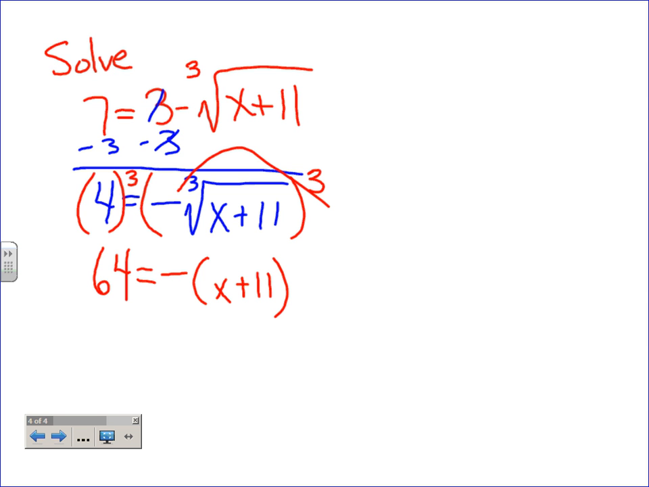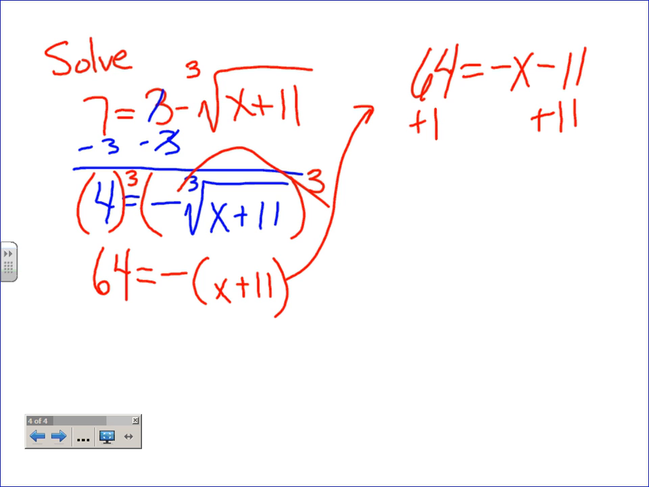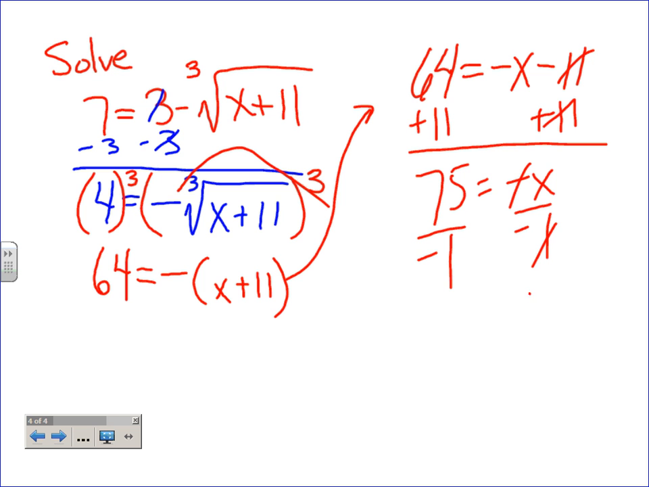I think I see one of these answers happening. Right now you might see the 53 or the 75 happening. Okay. But what do you got to do with this negative? Distribute. So 64 equals negative x minus 11. Add 11. I don't want to know what negative x equals. I want to know what positive x equals. So divide by negative 1. X is, and I believe we heard that answer.